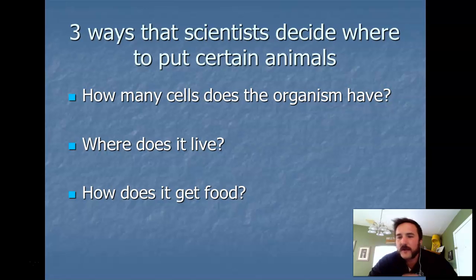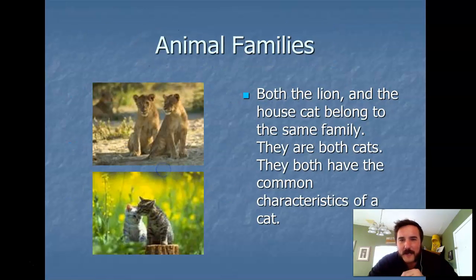And here are really the 3 questions scientists ask themselves about a certain animal. First, how many cells does the organism have? Is it small and has a few thousand cells? Is it really big and has millions and millions and millions of cells? Second, generally, where does it live, right? Does it live in the ocean, or does it live in the desert? And third, how does it get food? Those are the 3 questions. Let me actually show you some examples here, okay?